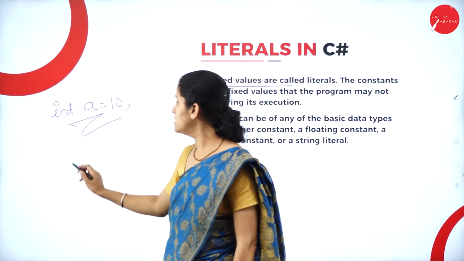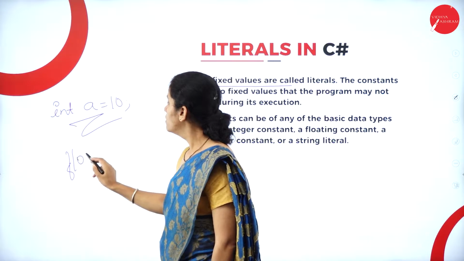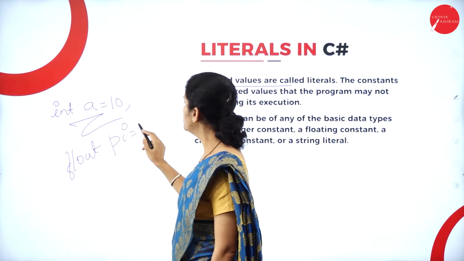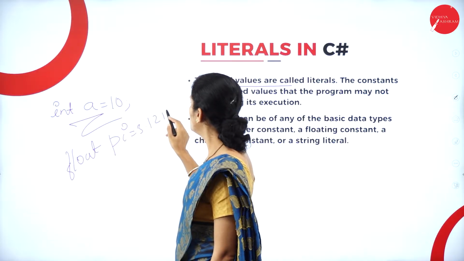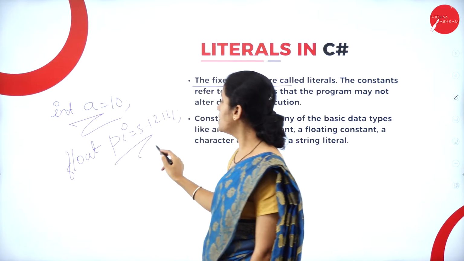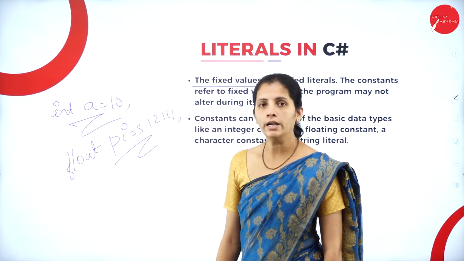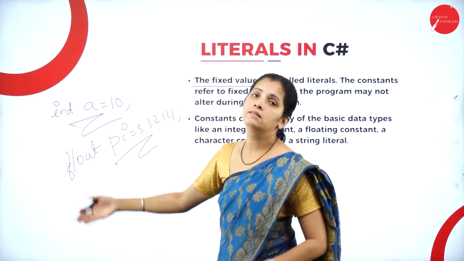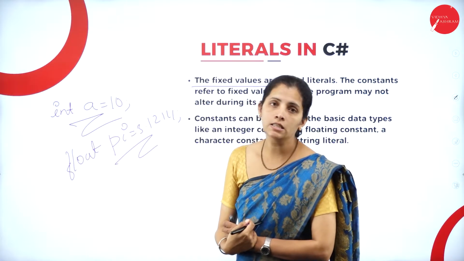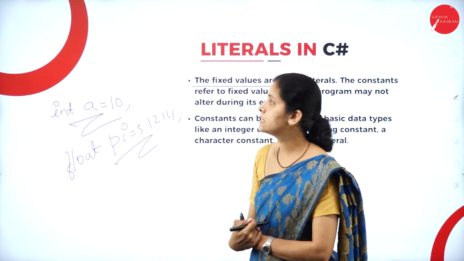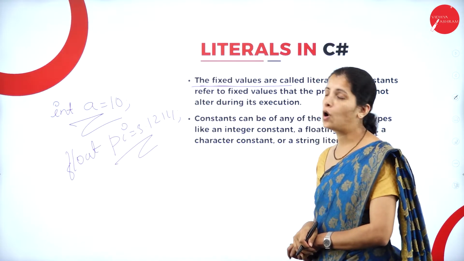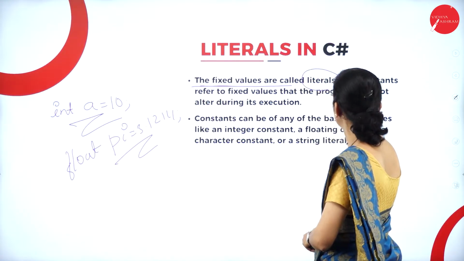And if I consider float pi equal to 3.1214, then this is an example of floating point literals. And if I consider literals, I have character literals, string literals, etc. So here the fixed values are called literals.